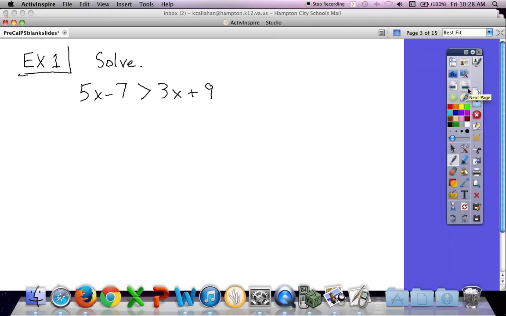So let's do a basic problem. Solve 5x minus 7 greater than 3x plus 9. Is there any simplifying to do on either side? No. So what should we do first?